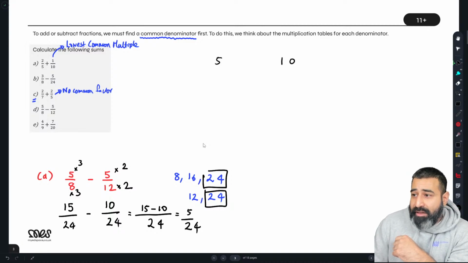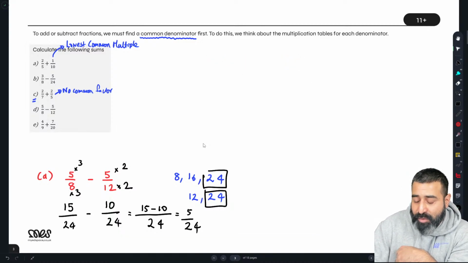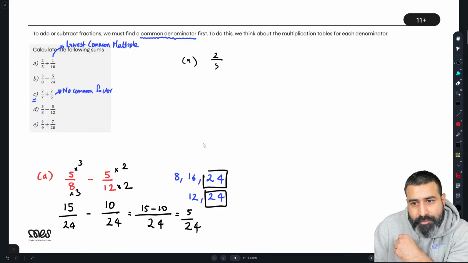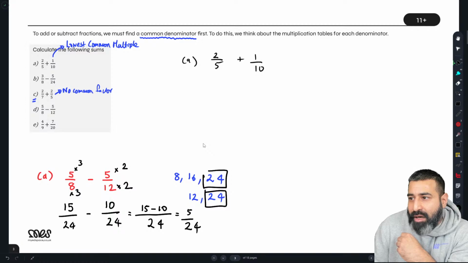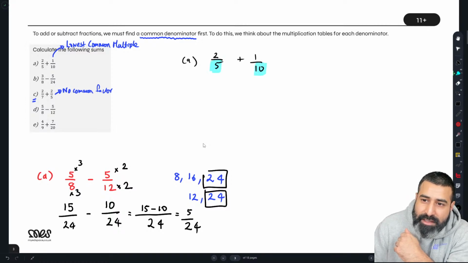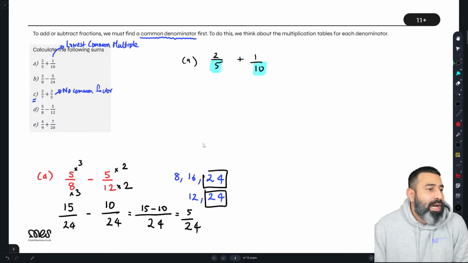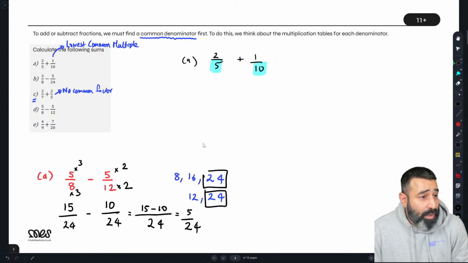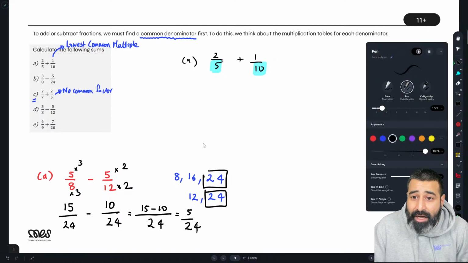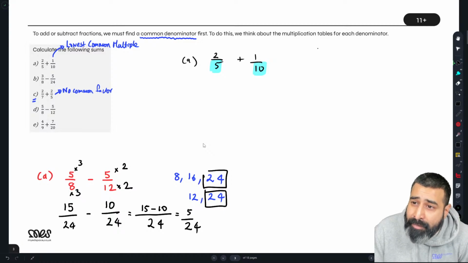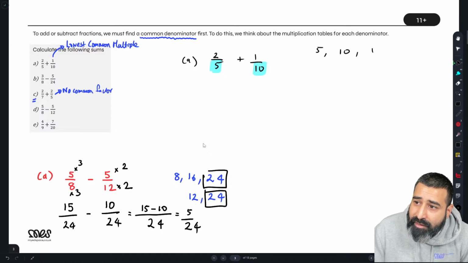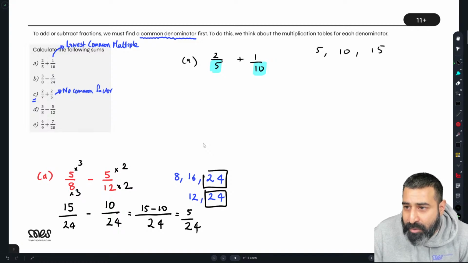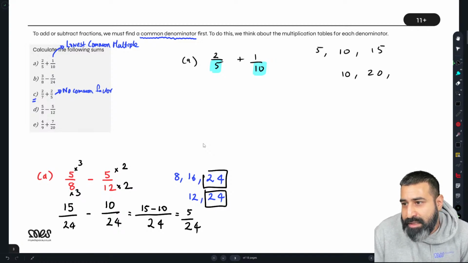Now, let's have a look at the first one. We'll do A all again. Not a problem at all. Now, the first problem is we can't just add these up because my denominators are different. So what do I have to do? I need to find a common denominator. So I look at my multiplication tables for 5 and 10, the denominators that I have. Okay, so 5, 10, 15, for example. And then let's have a look at the 10 times table. That'd be 10, 20, 30.